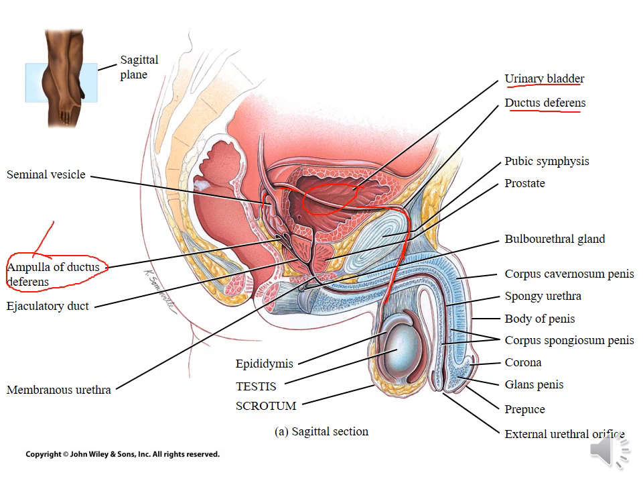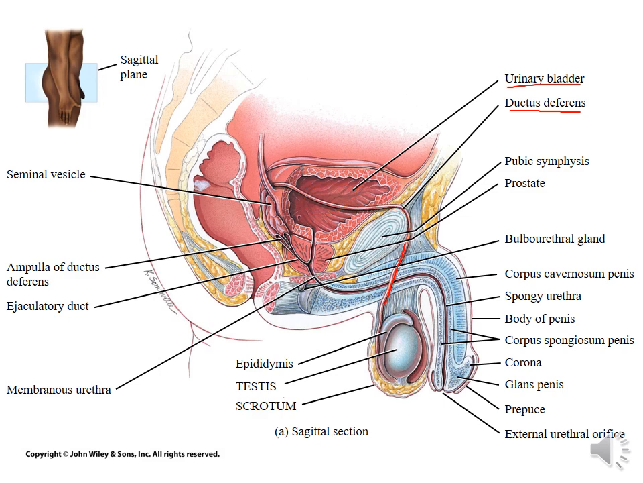Now, this word ampulla, if we've talked about it before, ampulla simply means a larger than normal duct. And it's going to be generally where two or more ducts merge together, and for a brief period of time, it'll be larger than normal. So this little area right here is called the ampulla of the ductus or vas deferens.